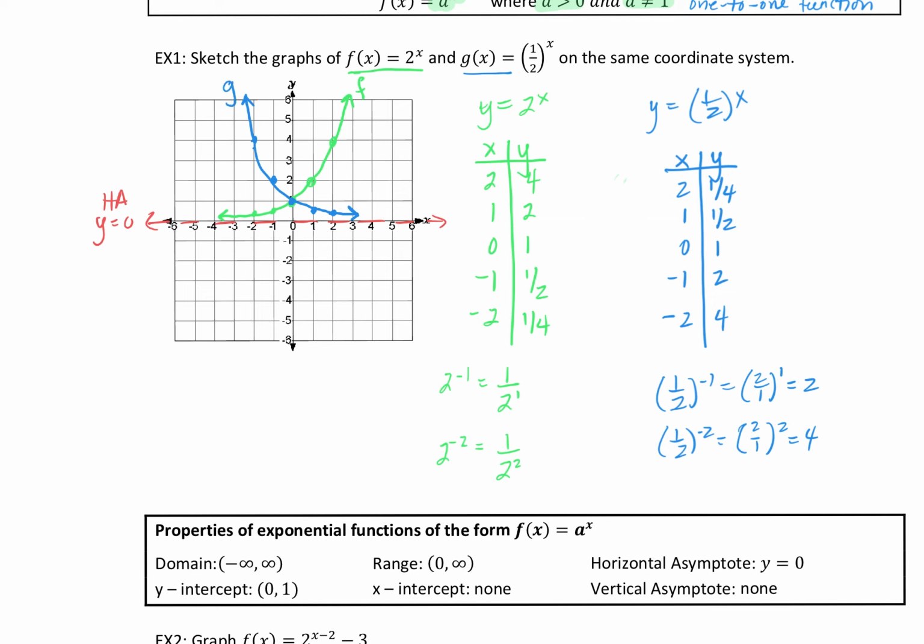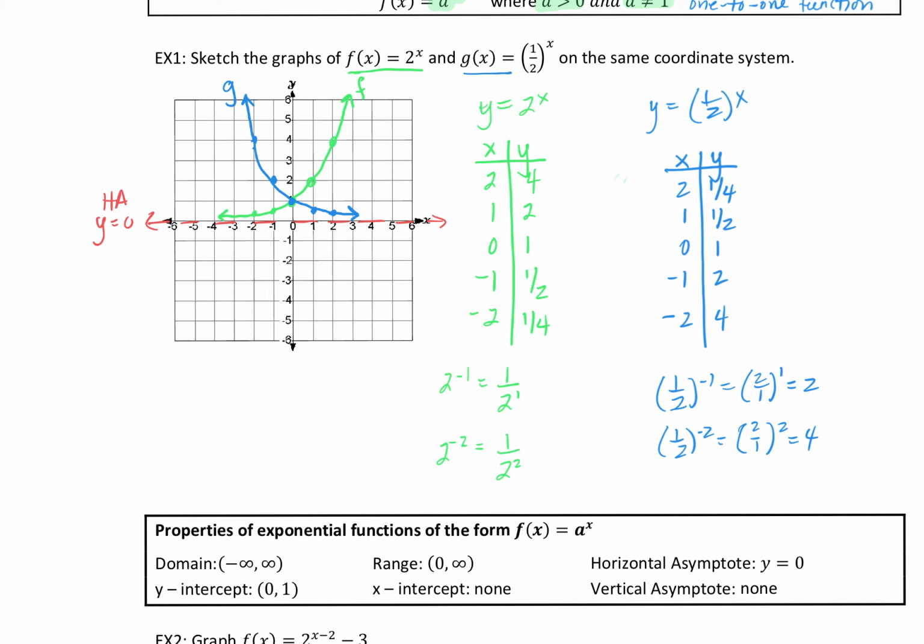Now if you notice our graph F, it starts out small and it grows. That's because the base 2 is bigger than 1. Whereas G starts out high and then it gets low and approaches that same horizontal asymptote. So they have the same horizontal asymptote. And that's because the base of G is less than 1. So if the base is greater than 1, it always goes low to high. If the base is less than 1, it goes high to low. And the graphs will always have that same basic shape.